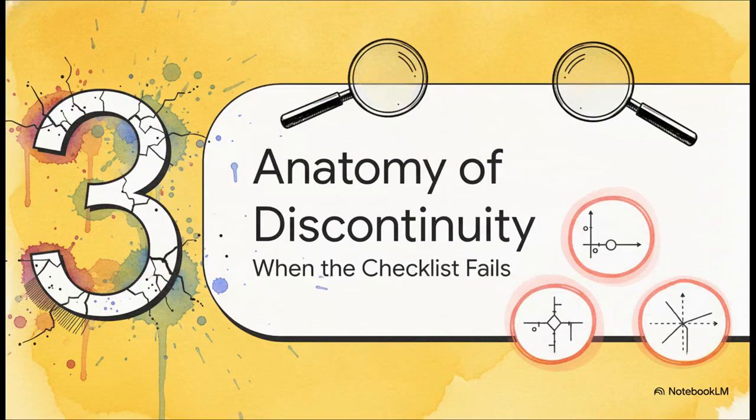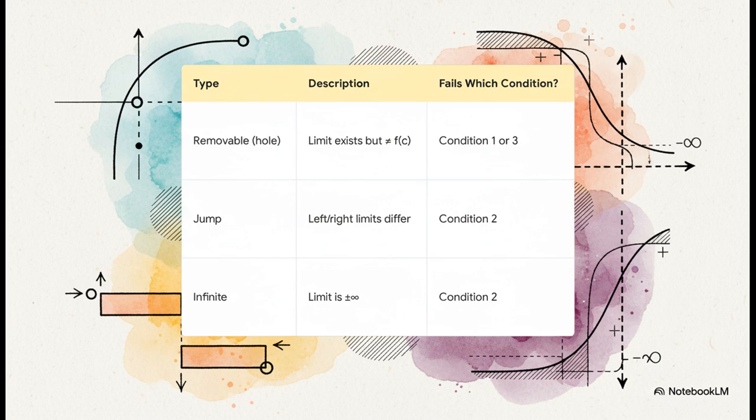So, what happens when a function fails our test? Well, this is where it gets interesting, because how it fails tells us exactly what kind of problem we're looking at. Each broken rule points to a very specific type of break in the graph. Let's look at the different diagnoses. This is why our checklist is so powerful. Each failure tells a story.